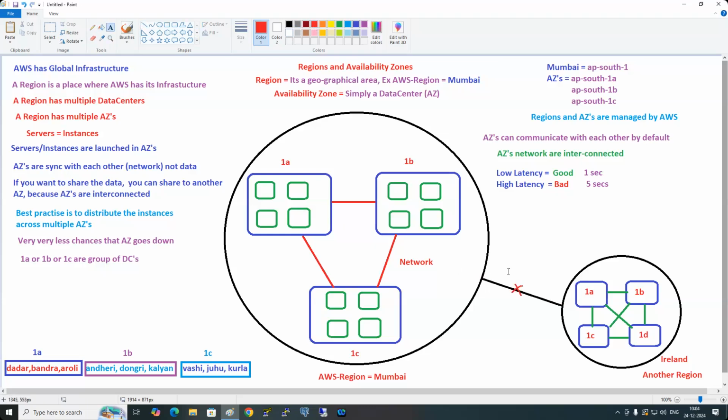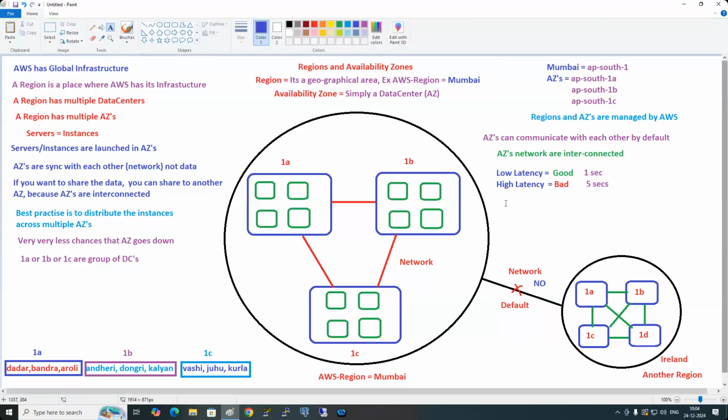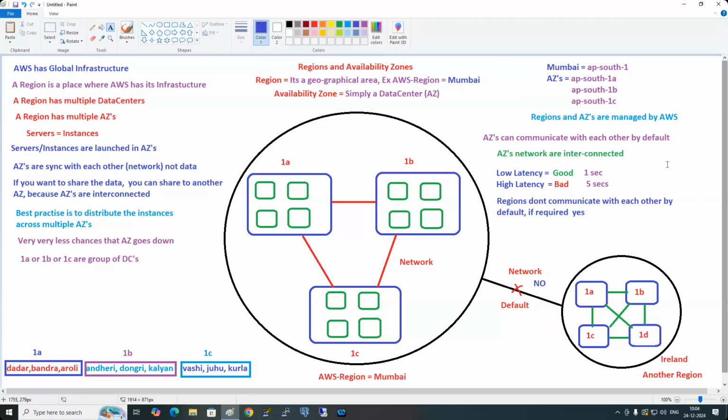By default, the network is not interconnected. Answer is no. So I'll write here: regions don't communicate with each other by default, if required. Is this clear till here, everyone? Online, is this clear? Please confirm till here.